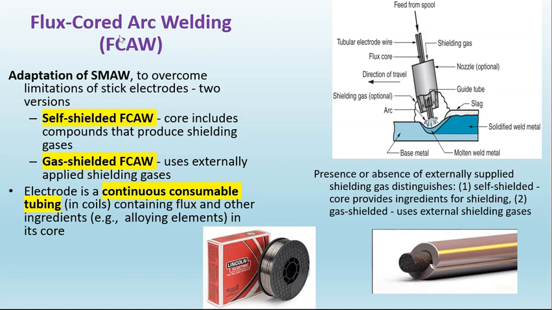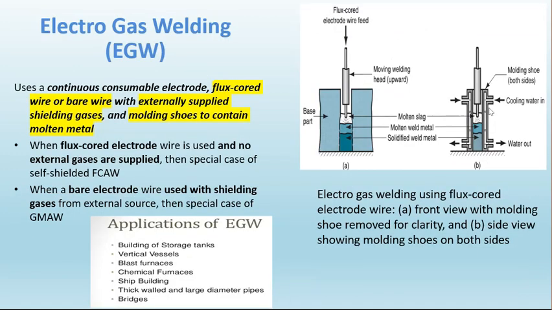This one is the newer one, flux core arc welding. It's an extension of SMAW, in which, to overcome the limitation of the stick electrode, they have self-shielded flux core arc welding and gas shielded. They have a continuous consumable tubing with flux included in the electrode. We can see the welding gun, which feeds directly from the spool, and then they do the process. So with this one they still have to remove the slag.